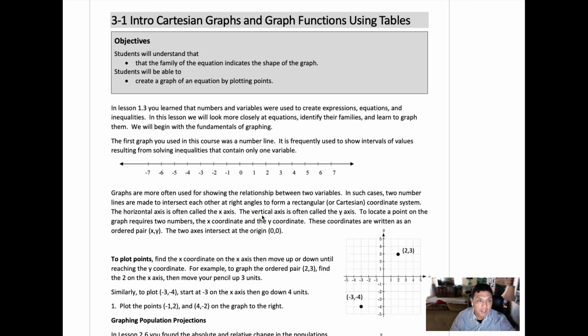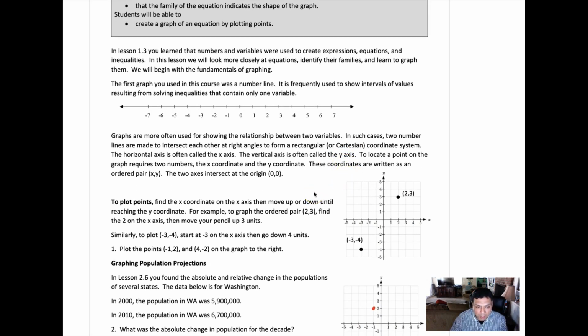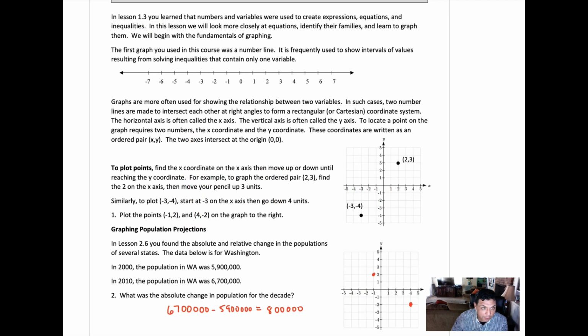We're going to go ahead and take a look at Lesson 3.1, Introduction to Cartesian Graphs in Coordinate Planes. Let's look at this first situation, where we look at plotting points. The instructions are here in your lesson book. Here is the first example that you can see, where it says plot.